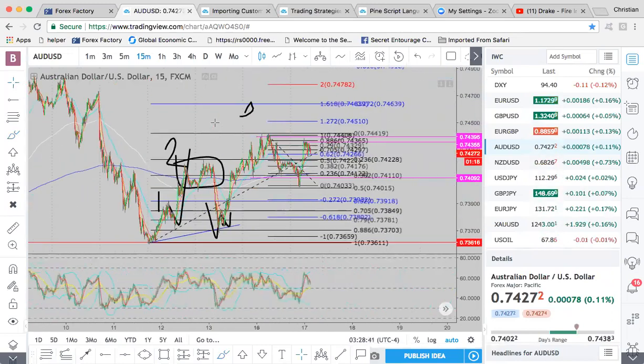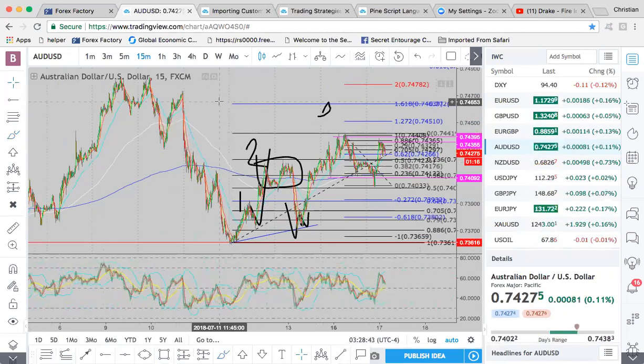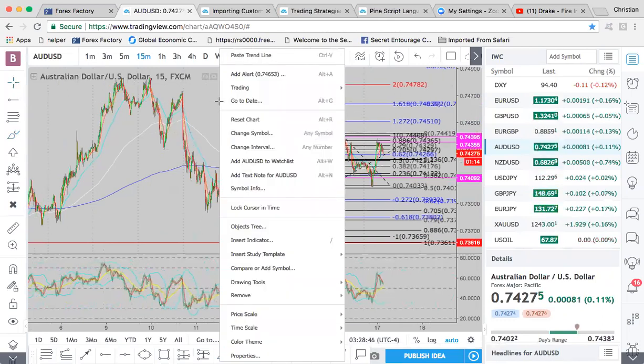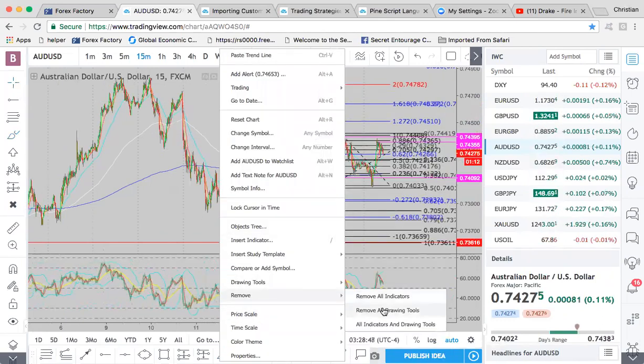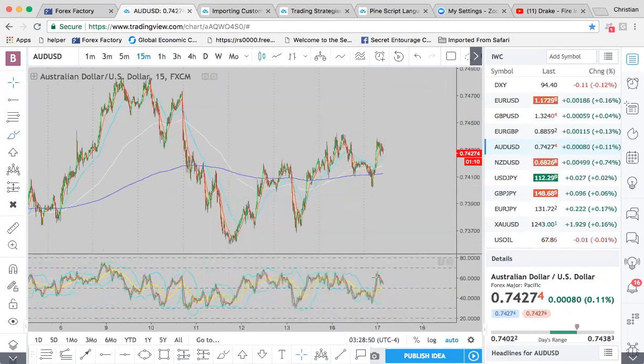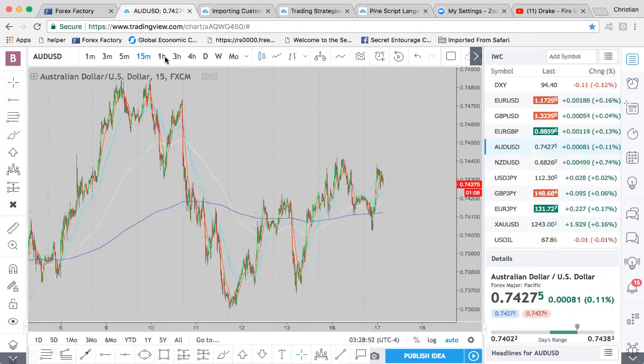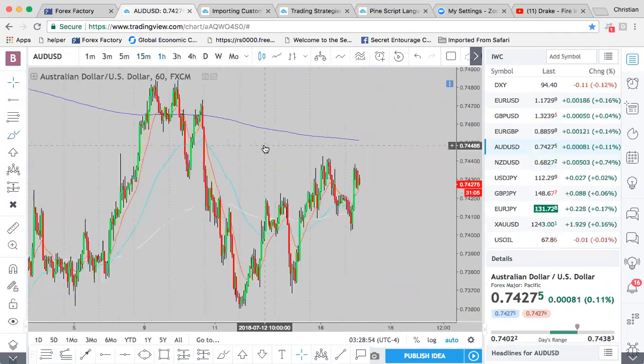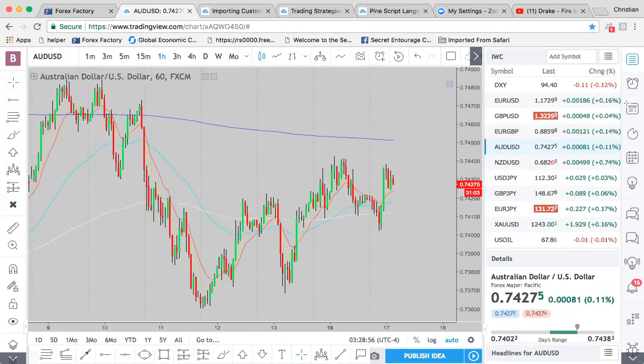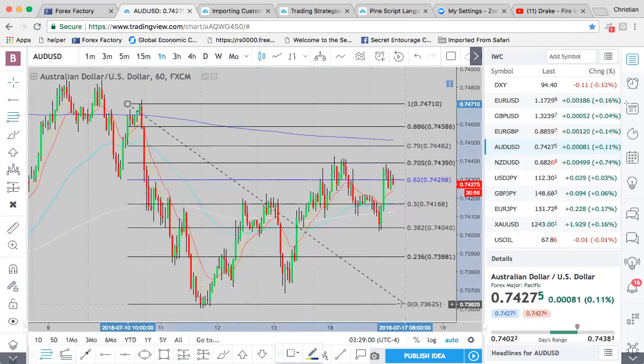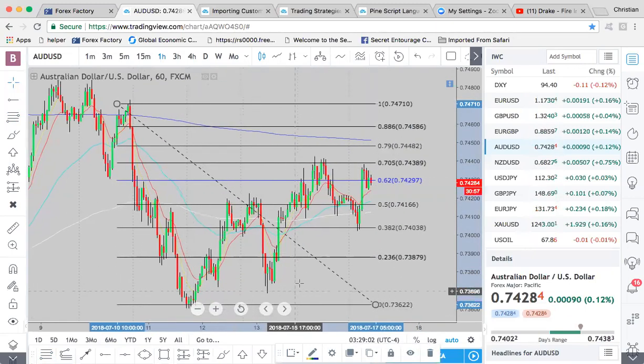Have anything crazy? I don't. So now I will go like this. Remove all drawing tools. Got a big drop right here, right? So what we got? High, low. We got a deep retrace into this 70 range.